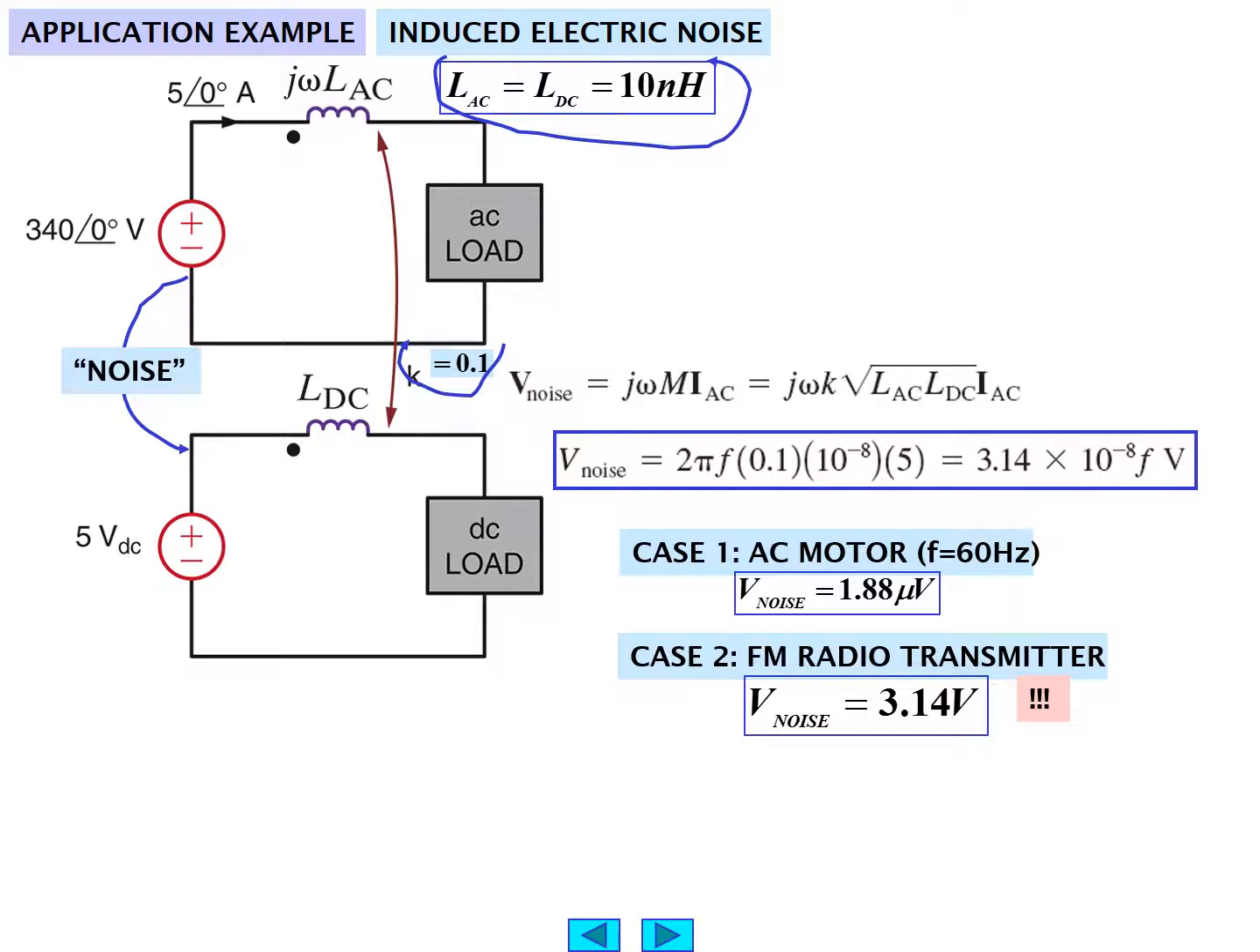If we have an FM radio transmitter, we can increase the frequency from 60 hertz up until the FM broadcast band, which is 100 megahertz. At 100 megahertz, that's 10 to the 8th hertz, so F would be 10 to the 8th, and the noise turns out to be a whopping 3.14 volts, which would ride on top of a 5 volt DC source and would certainly not make the DC load extremely efficient, and it would be subjected to quite a lot of noise.